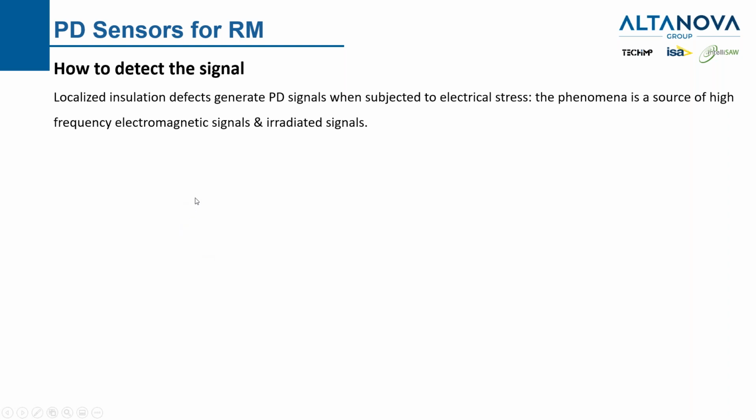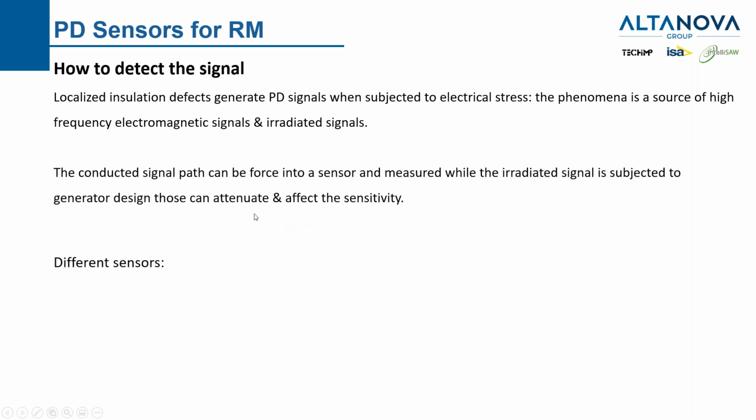Basically, PD phenomena generate signals that are sources of high-frequency electromagnetic signals and irradiated signals as well. So we can force the conducted signal to pass across our sensor, or we can try to measure this signal with an antenna or something different. Different sensors will always give us different output, different sensitivity, and they can provide or not the synchronization signal.